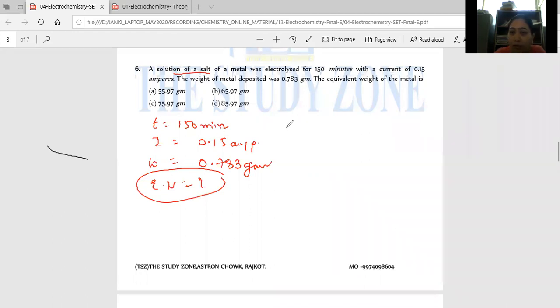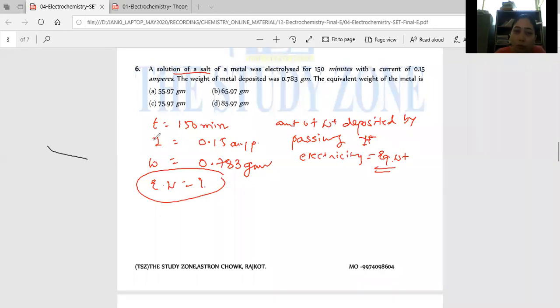Again I repeat the concept. The amount of weight deposited by passing 1 Faraday of electricity is always equal to the equivalent weight. You know this. So you just need to find out the amount of electricity in Faraday.